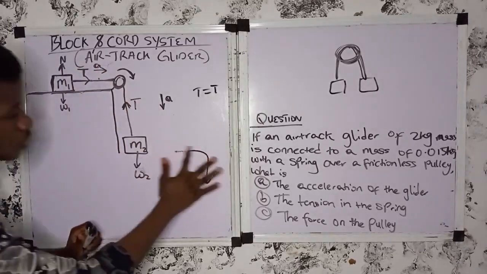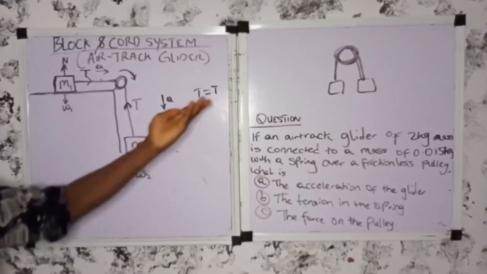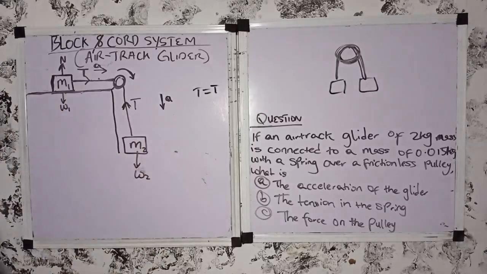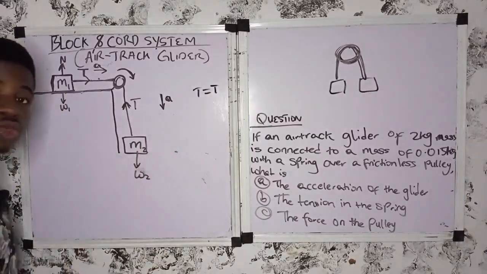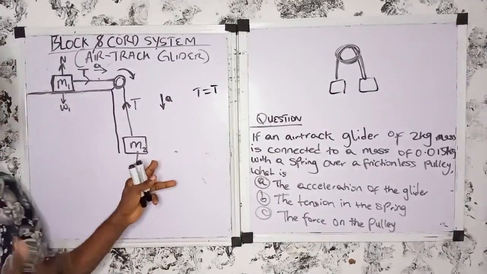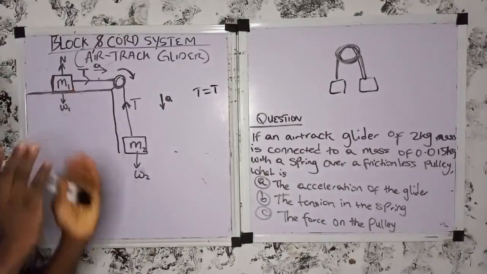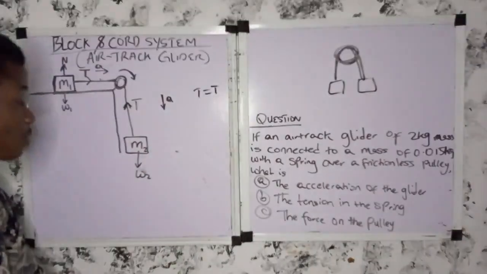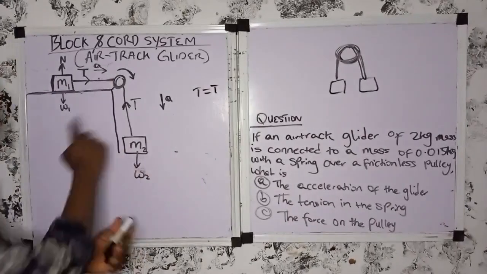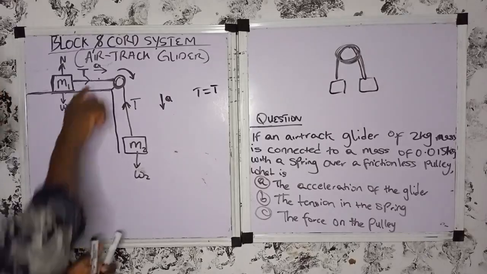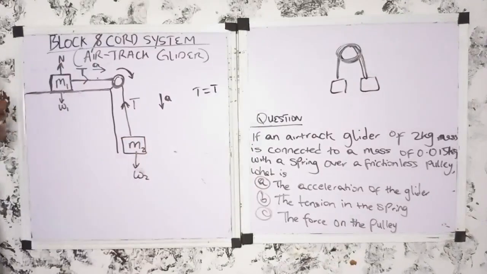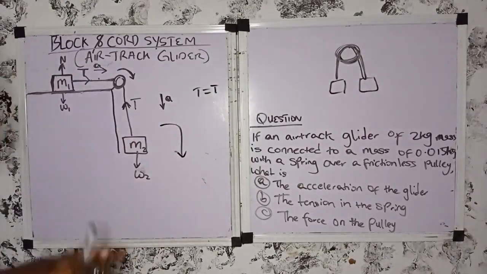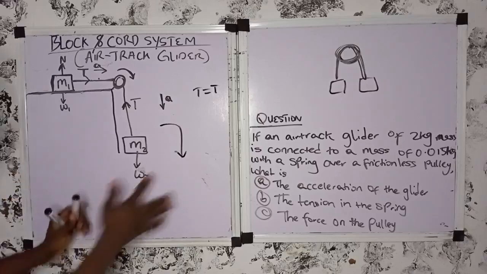So the tension acting on M1 and M2 is the same. The direction of the motion is determined by M2, and that tells you that M2 is always greater than M1, because if M2 is not greater than M1, there will be no motion. So M2 is always greater than M1. The direction of motion is always like this, and the tensions are the same.